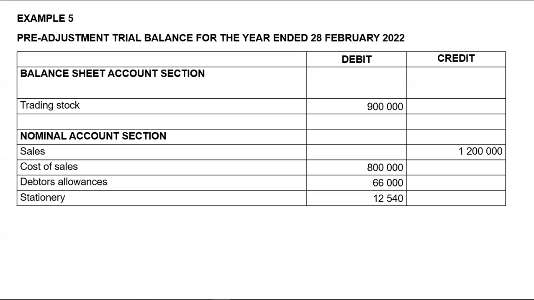Under nominal account sections, sales amount to 1.2 million, cost of sales amount to 800,000, debtors allowances is 66,000, and stationery is 12,540. All that information under the nominal account section, I will automatically take straight to my statement of profit or loss.